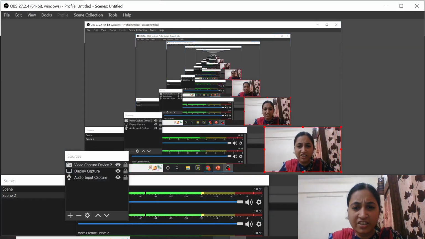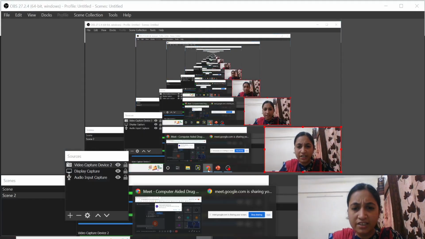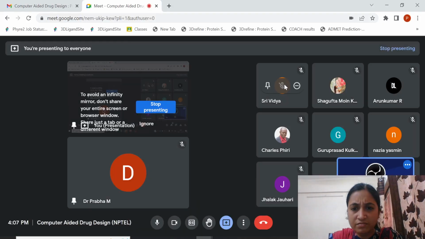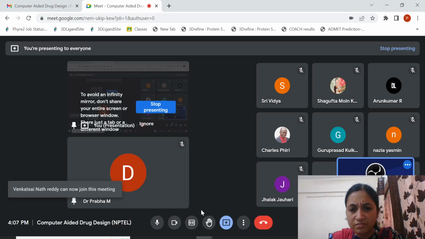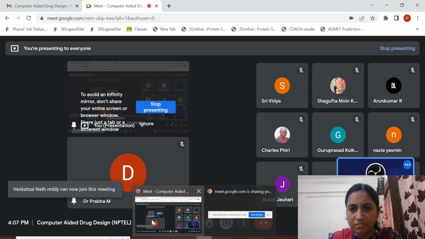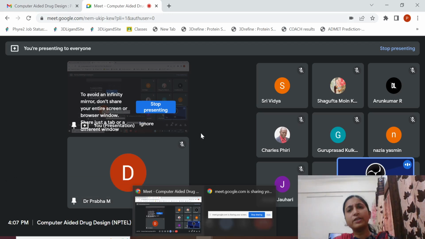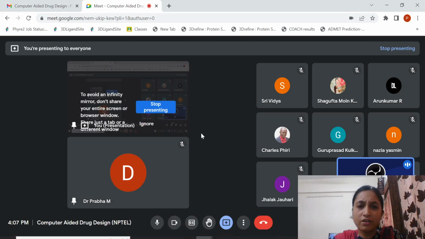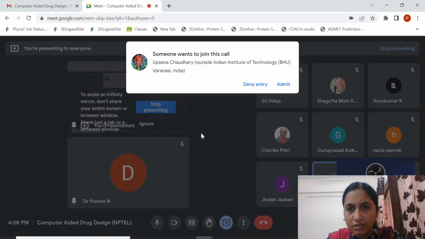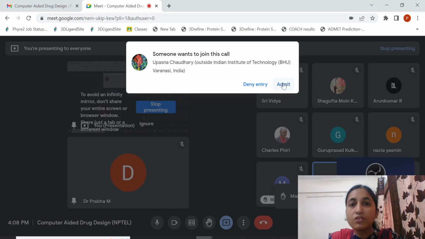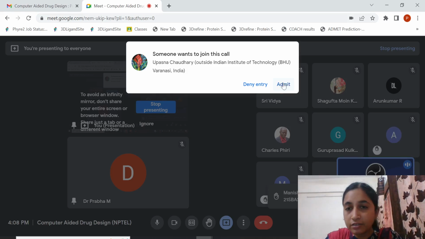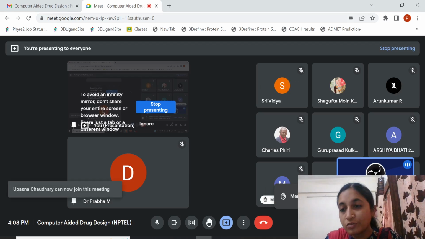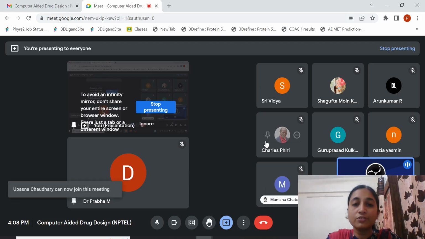Arey yaar, if this keeps happening, how will I take the class? What should I do? Should I wait sometimes to let people all come in? People keep on entering now, so I have to allow them. So should I wait for them to enter or should I start my class?